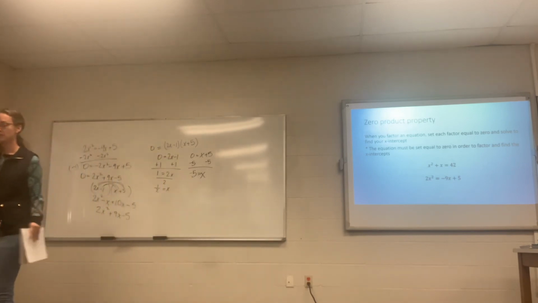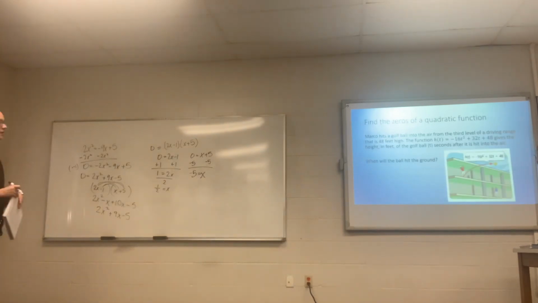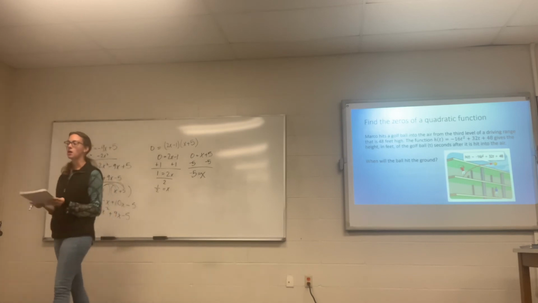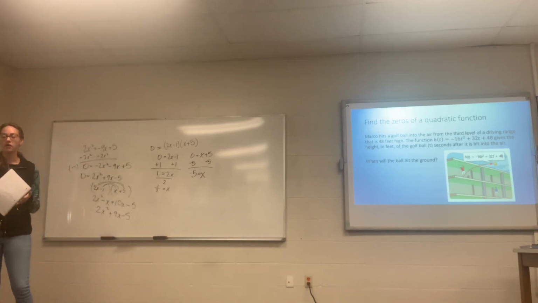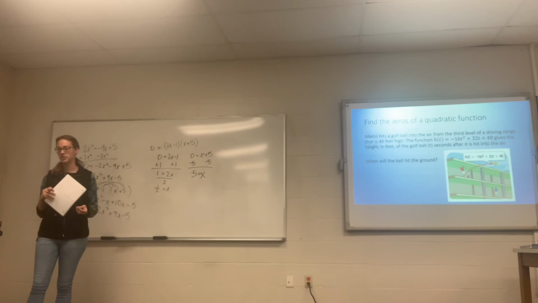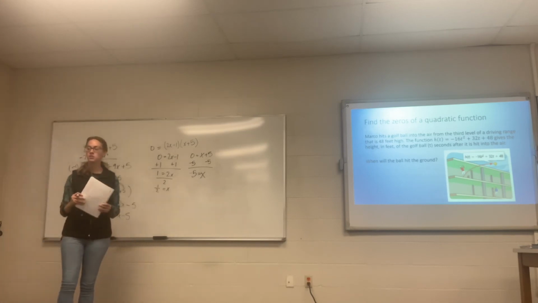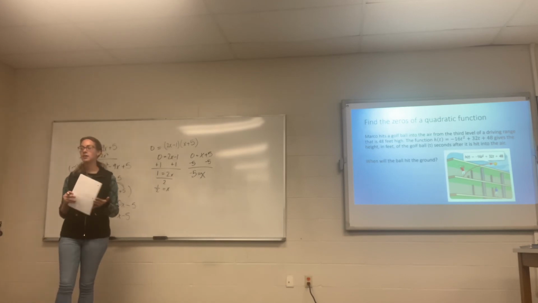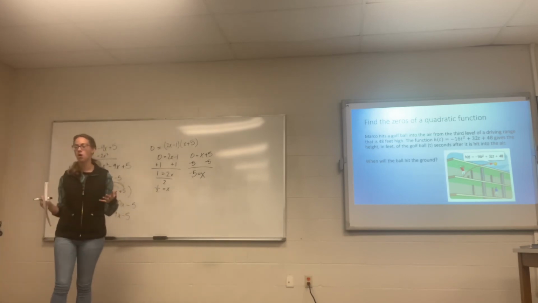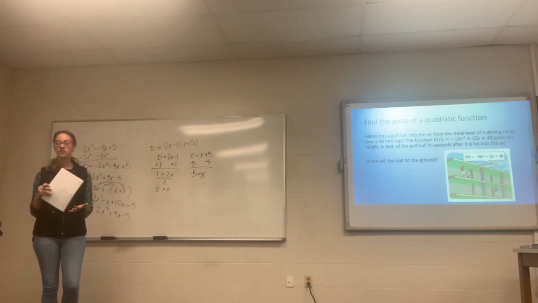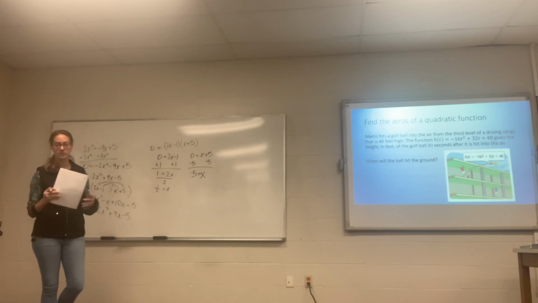All right. Looking at the next slide, we have a word problem now. It says, Marco hits a golf ball into the air from the 3rd level of a driving range that's 48 feet high. The golf ball is modeled by the equation -16t squared plus 32t plus 48, which gives the height in feet of the golf ball t seconds after it's hit into the air. We're trying to figure out when the golf ball is going to hit the ground.